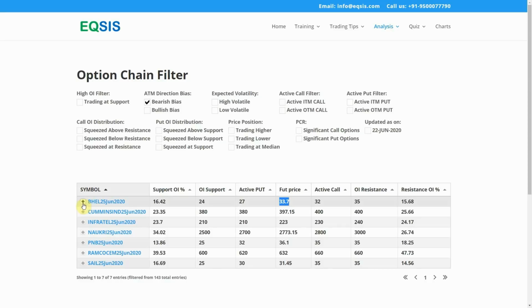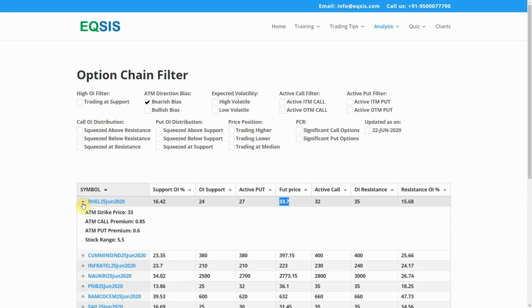So you guys can see the expand button here, kind of a plus button. You click onto it, and this data is very important to do this analysis. So I want you to focus here now. The futures price is now 33.7, and I'm talking about the at the money 33 strike price.